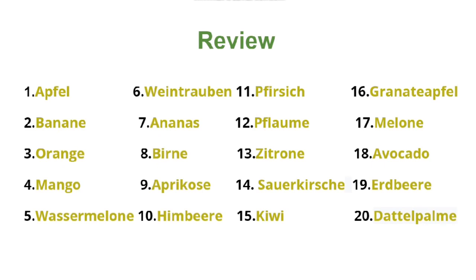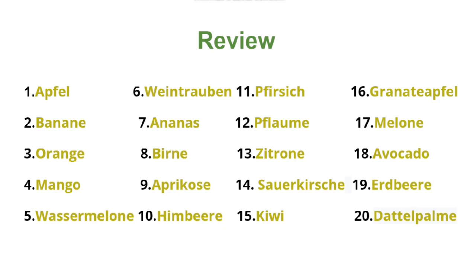Next fruit is Ananas. Here comes three of the same letter A, that gives the sound of A, and it is called Ananas. Next fruit is Birne. Here R gives the sound of L, that's why it is called Birne. Our next fruit is Aprikose. Here S gives the sound of Z in German language, that's why it is called Kose. Aprikose. Another fruit is Himbeere.